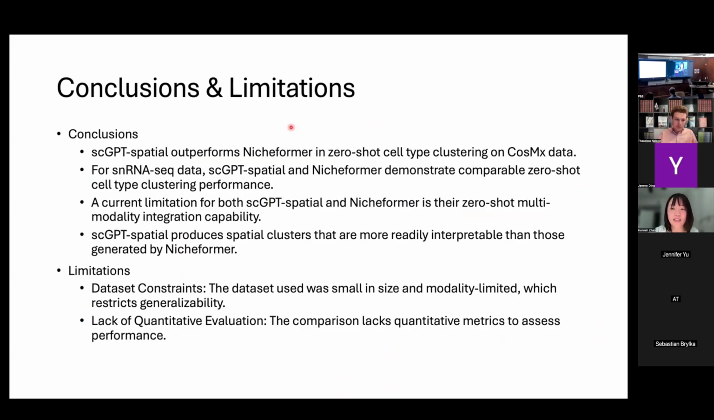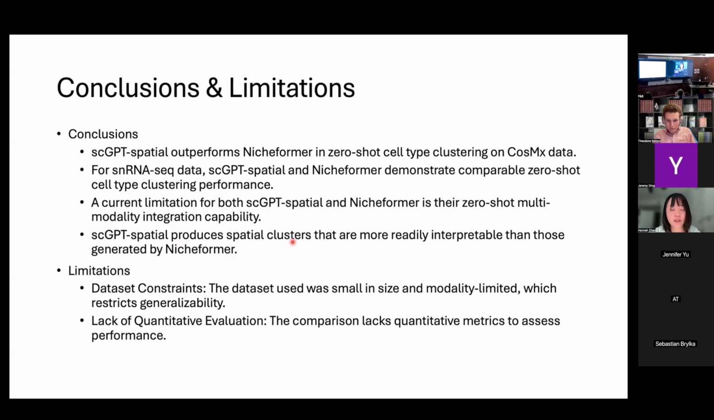So I tested the zero-shot ability of these two foundation models, and scGPT Spatial performed slightly better in zero-shot cell type clustering on Cosmics data, and they both did a pretty good job on the single nuclear RNA-seq data. But both of them cannot do multi-modality integration properly, and I think scGPT Spatial produces a more interpretable spatial cluster than Nicheformer.